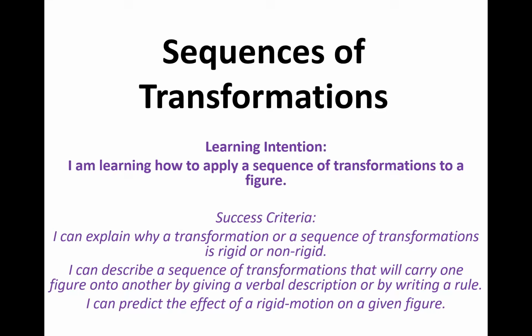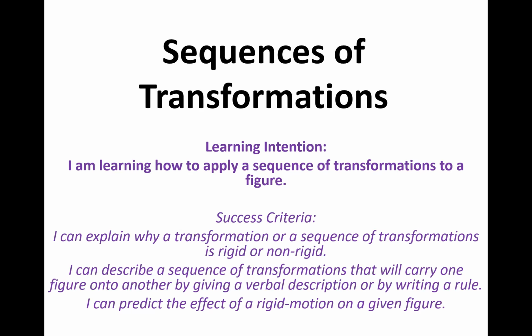Then our next success criteria: I can describe a sequence of transformations that will carry one figure onto another by giving a verbal description, that means using words, or by writing a rule. And that will be in coordinate notation. Our last one: I can predict the effect of a rigid motion on a given figure.